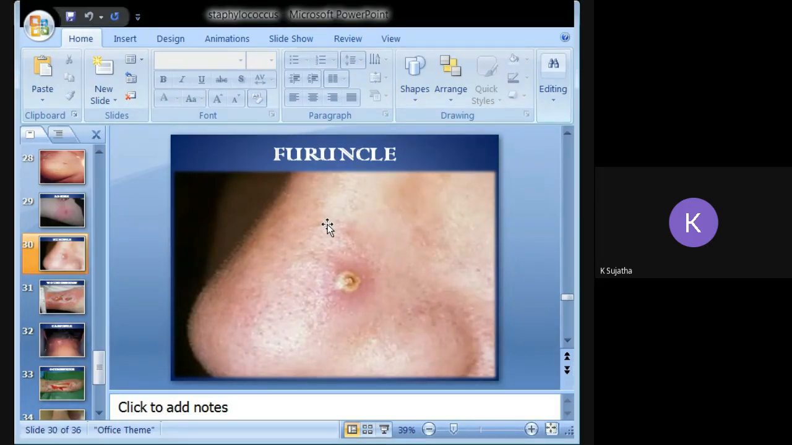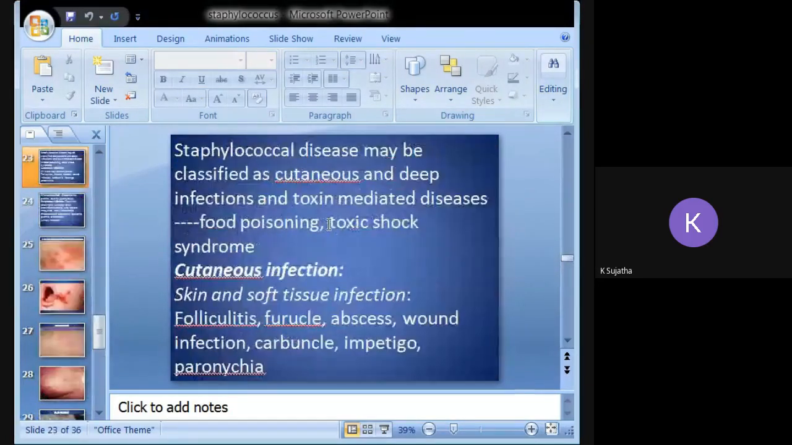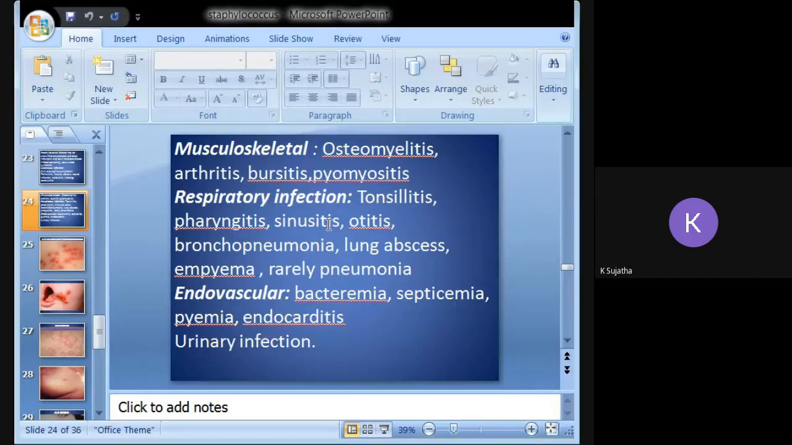Next, another one: this bacteria enters the lungs, causing pneumonia and respiratory infections, tonsillitis, pharyngitis, sinusitis, and bronchopneumonia. So another specimen is sputum. So pus is one specimen. Pus is seen in skin and soft tissue infections, cutaneous infections. Sputum is seen in lung infections. Next, blood. This bacteria enters the blood, releases cytolytic toxins, and lyses the red blood cells also.